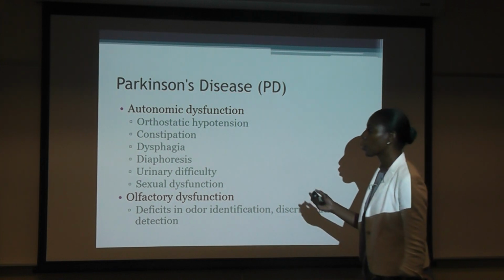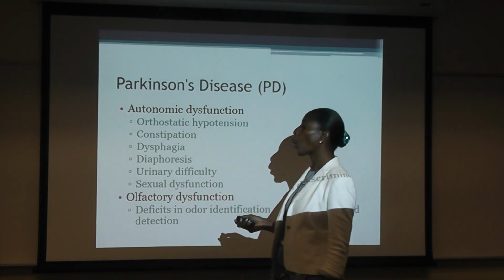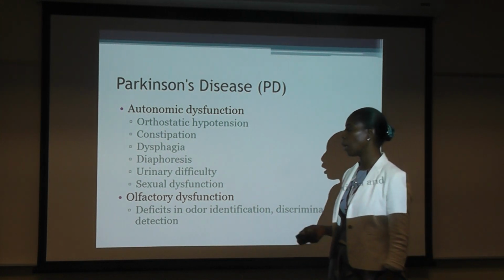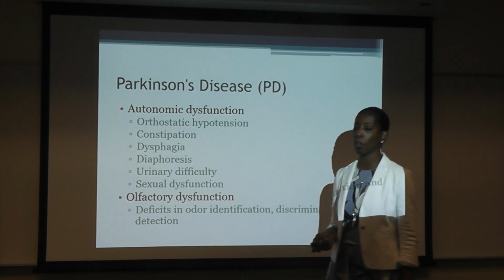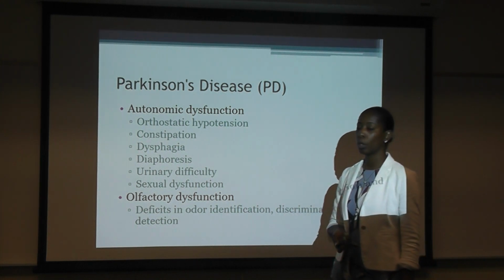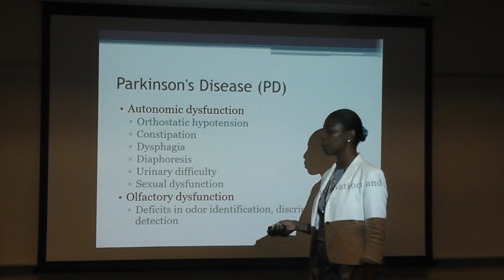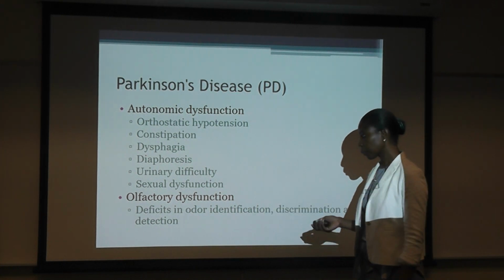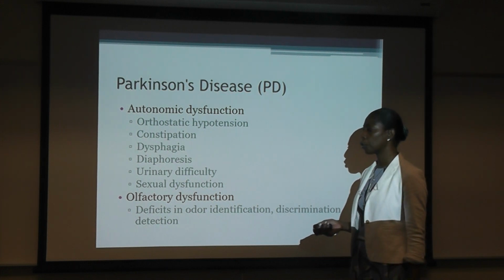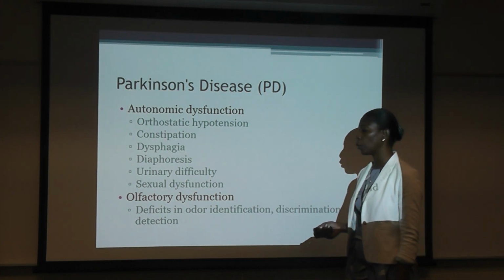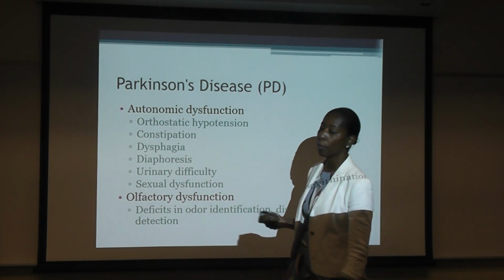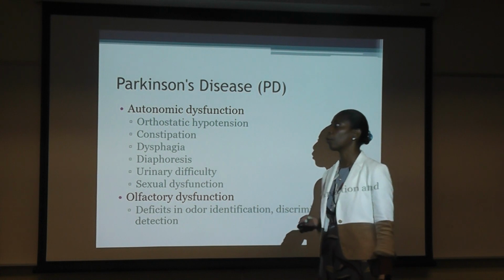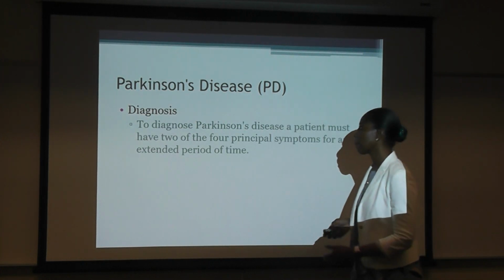Autonomic dysfunction associated with Parkinson's. They get a lot of hypotension, constipation, diaphoresis, urinary difficulty, and sexual dysfunction, and that's all due to the autonomic nervous system dysfunction associated with Parkinson's disease. Olfactory dysfunction: they usually have difficulty identifying or discriminating different odors. This is another indication to check cranial nerve 1.